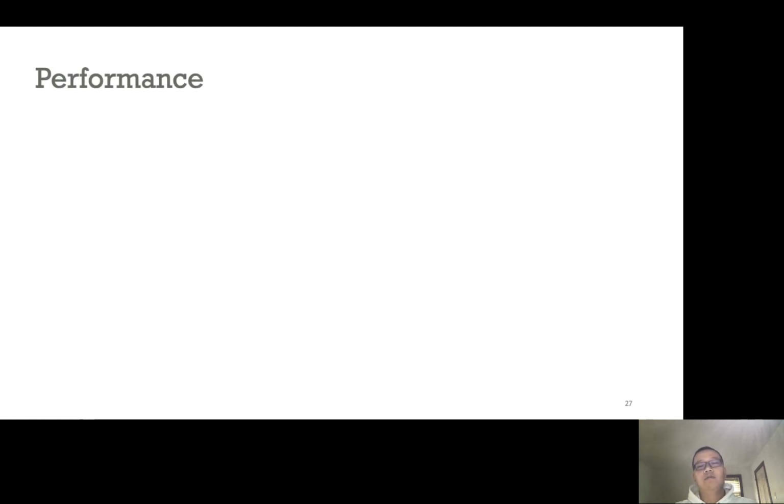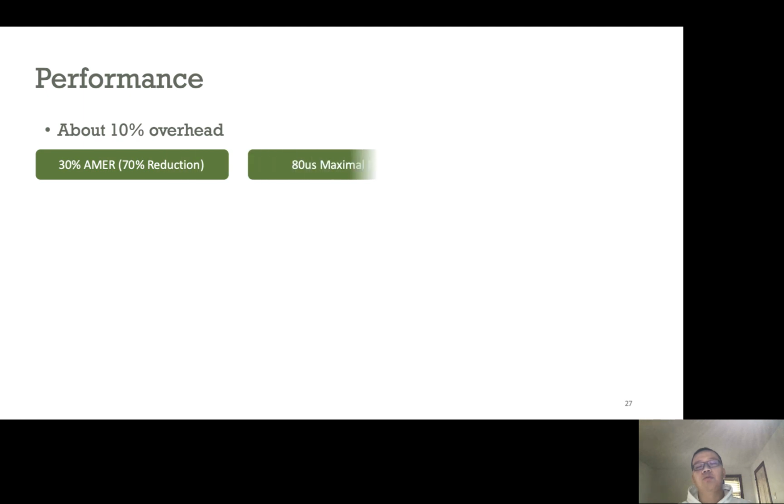Let's take a look at the performance overhead. The values of these 3 metrics are strongly related to the overhead. There are many sensitivity studies of these metrics in the paper. Now we will only introduce that with 10% overhead, our design is able to reduce the memory exposure rate by 70%, with a maximal 80 microsecond memory exposure window. The randomization is performed every 41 microseconds on average.